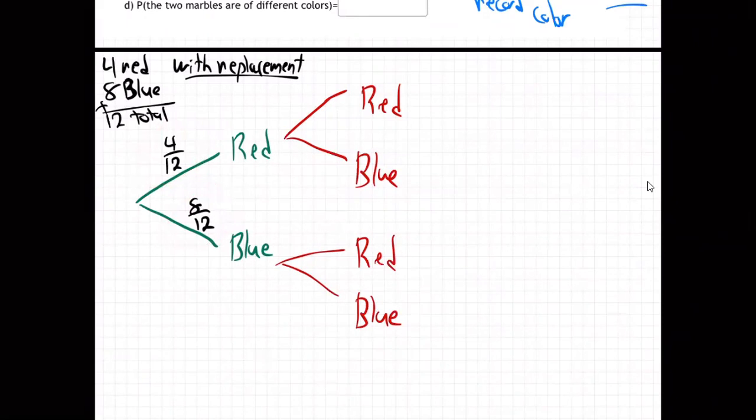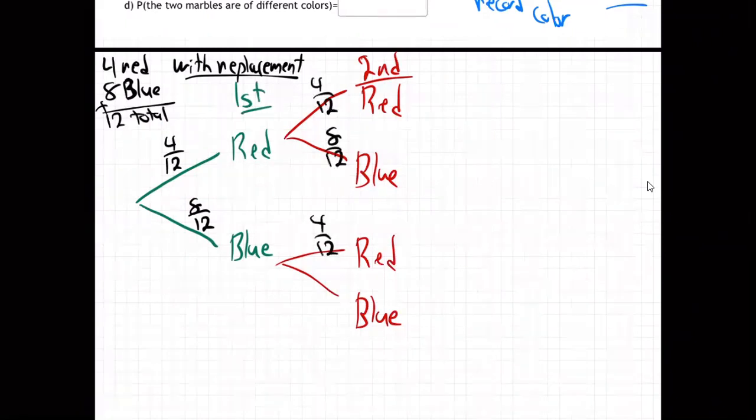So this is the first draw. Here, let me write it. This is the first draw, and this is the second draw out of the bag. Okay, second time we reach in the bag, well, it's the same. 4 out of 12 for red, 8 out of 12 for blue. Why is it the same? Well, because we replaced it.